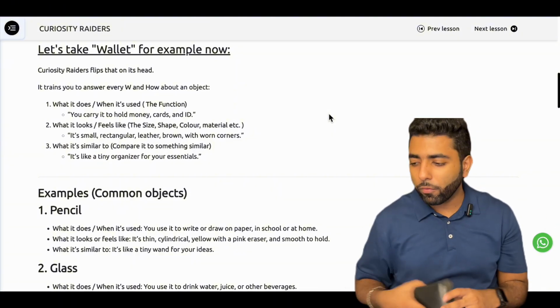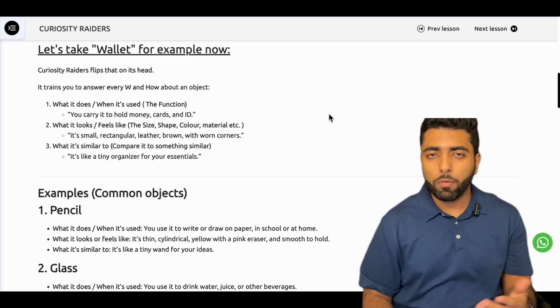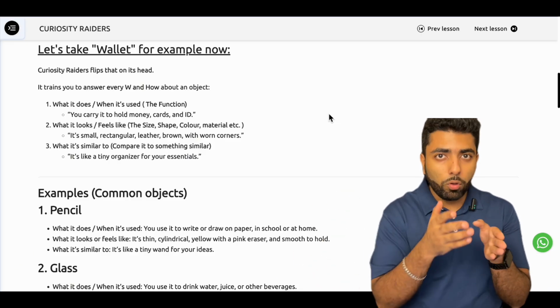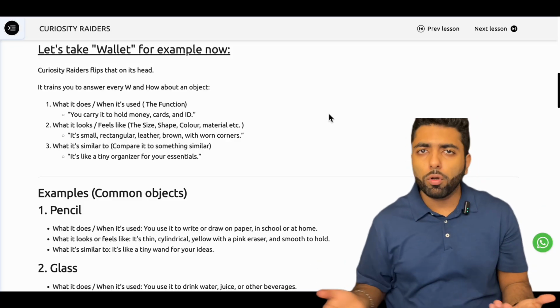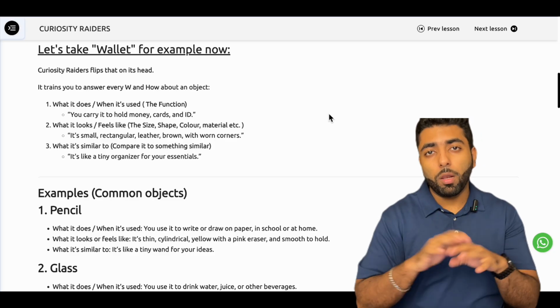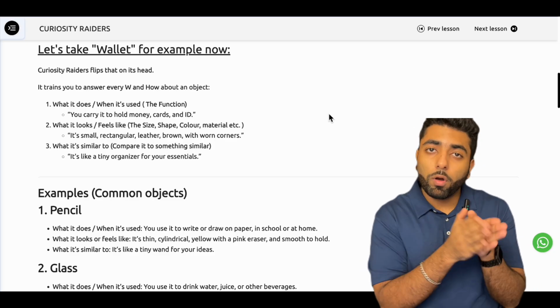If that's too hard for you, you can just use the first sentence that I gave you. It's like a small bank you keep inside your pocket. So it's similar to a bank, because you use a bank to store money. You also use a wallet to store money. So it's similar to that, but not exactly that. It's similar. This is where a lot of people get confused when we talk about what it is similar to.